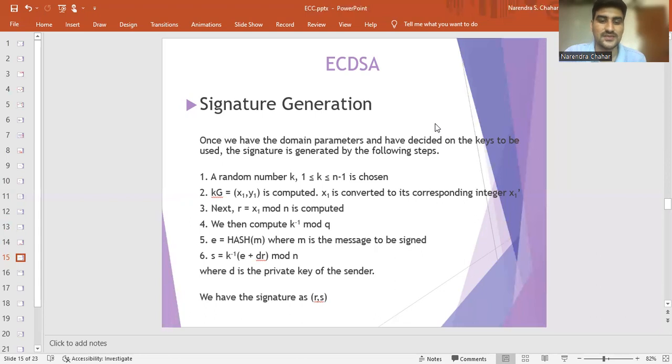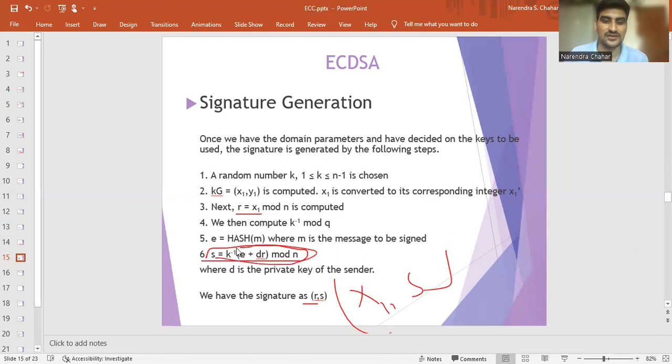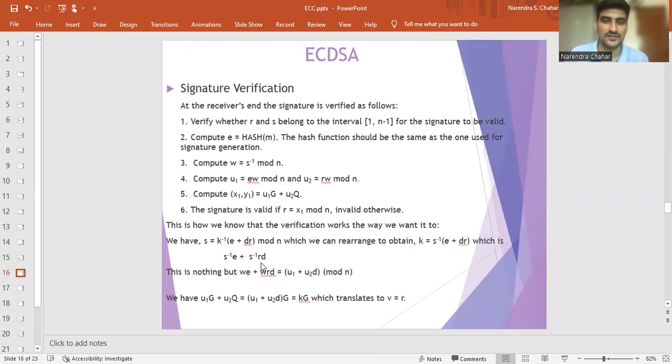So here d is the private key of the sender, r is the value we have taken earlier, just like this is the x1 here. So this is the final formula. Now we have the signature as r and s. So the signature is like x1 and s, and in the s, these things will be connected.